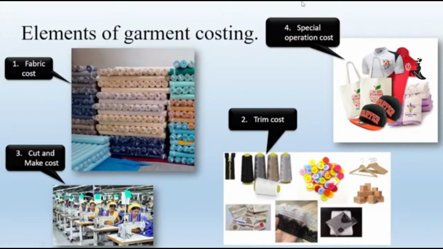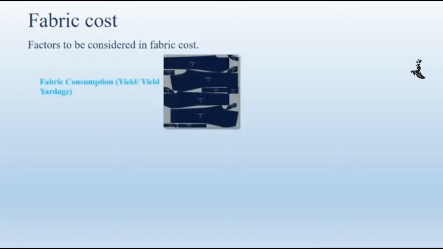If you want to calculate the fabric cost, what are the factors that we should know? First, we should know the fabric consumption, the required fabric quantity per garment. That is the consumption we call YY, yield yard. That's the correct term. Most managers and directors use this term when they are negotiating, in the initial price and order negotiating stage.